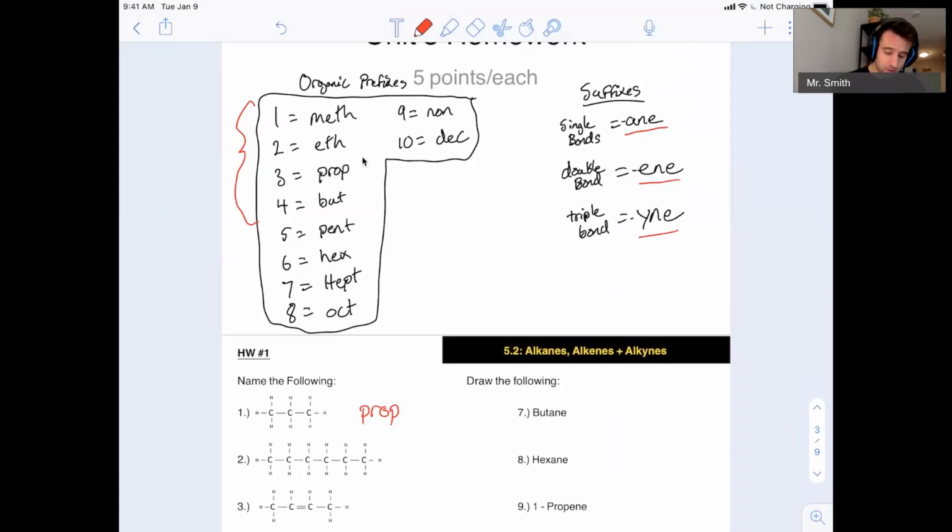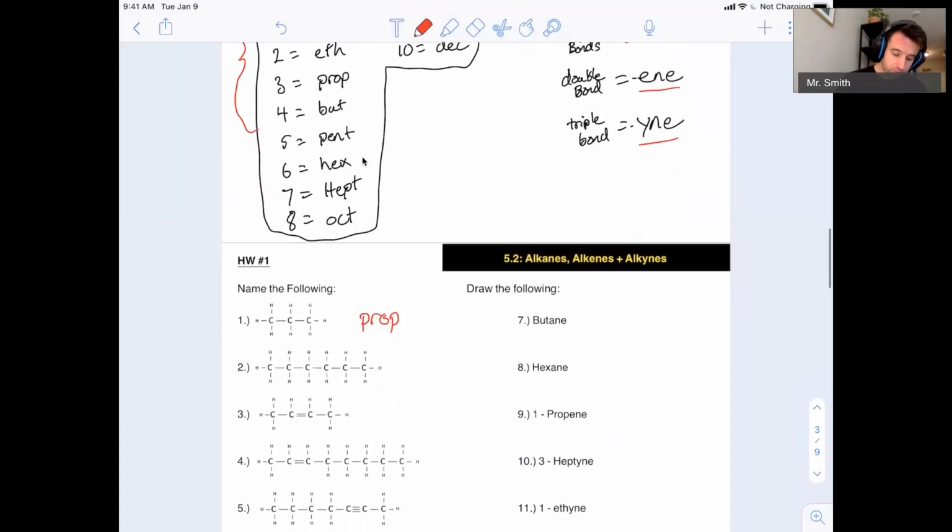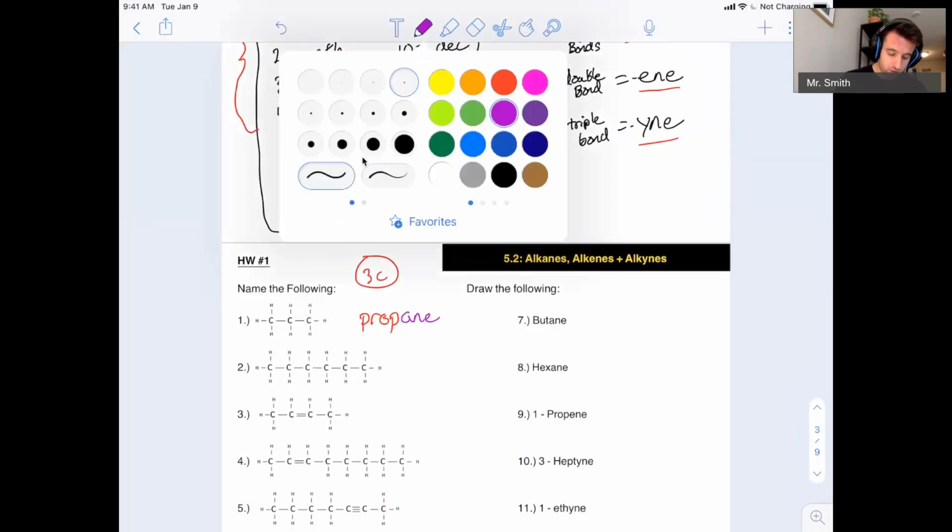For example, on this first problem, I wrote down prop because I saw three carbons. Then I'm going to write down ane, because between the carbons there are just two single bonds. So there's no double bonds, there's no triple bonds. There's nothing really to worry about there. Then, remember, the last part is sometimes in front you'll have to put in a number. In this case, since we don't have a double bond and we don't have a triple bond, we don't need to put in a number. So for this problem, we are done.